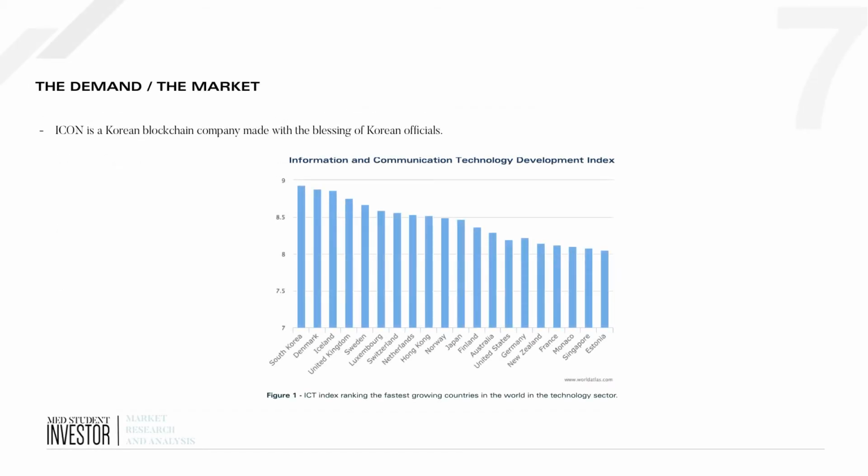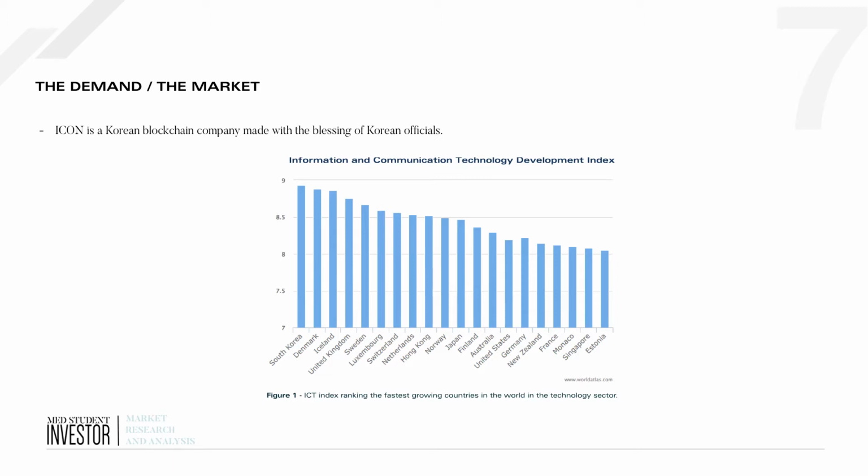ICON is a Korean blockchain company made with the blessing of Korean officials. This is important to note because South Korea's government officials and their struggle with regulating the ever-growing cryptocurrency craze in their country has been well highlighted in the news. I am going to highlight why this partnership is so important in the market evaluation of ICON.